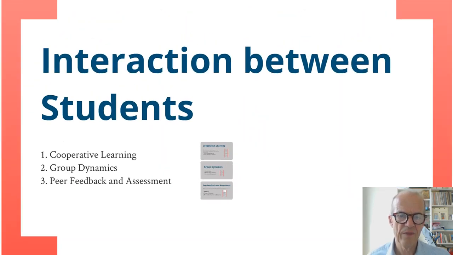Okay, this ends our discussion of interaction between students. We have discussed various types of cooperative learning. We have seen various characteristics of group dynamics and various forces being active in groups. And we have discussed forms and qualities and effects of peer feedback and assessment.